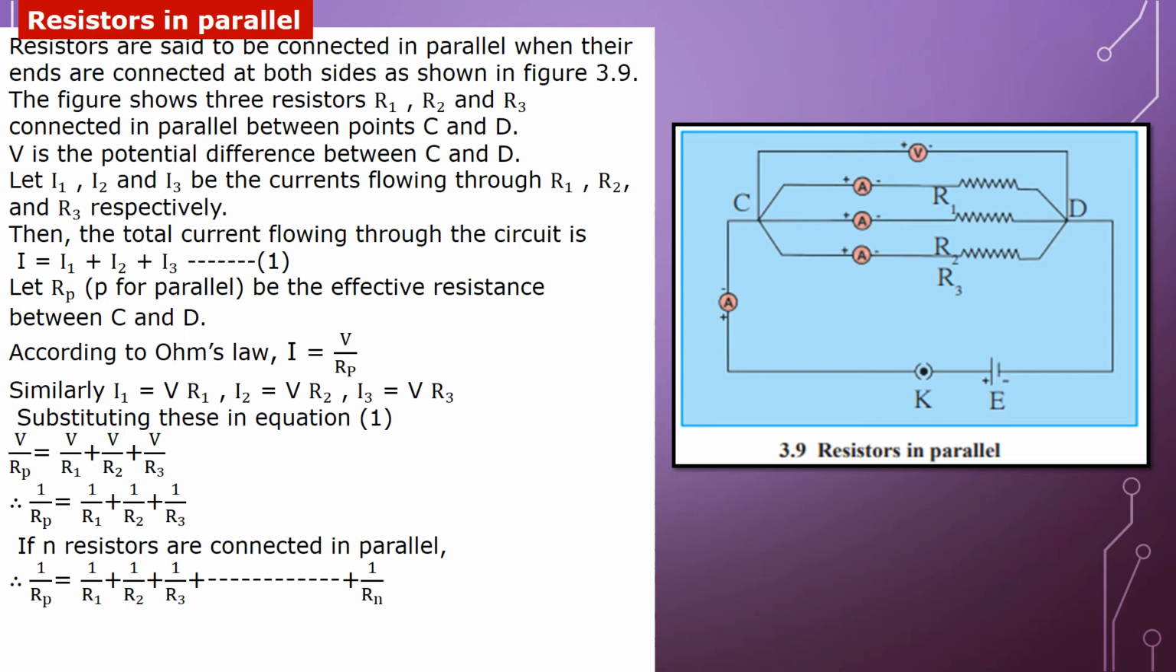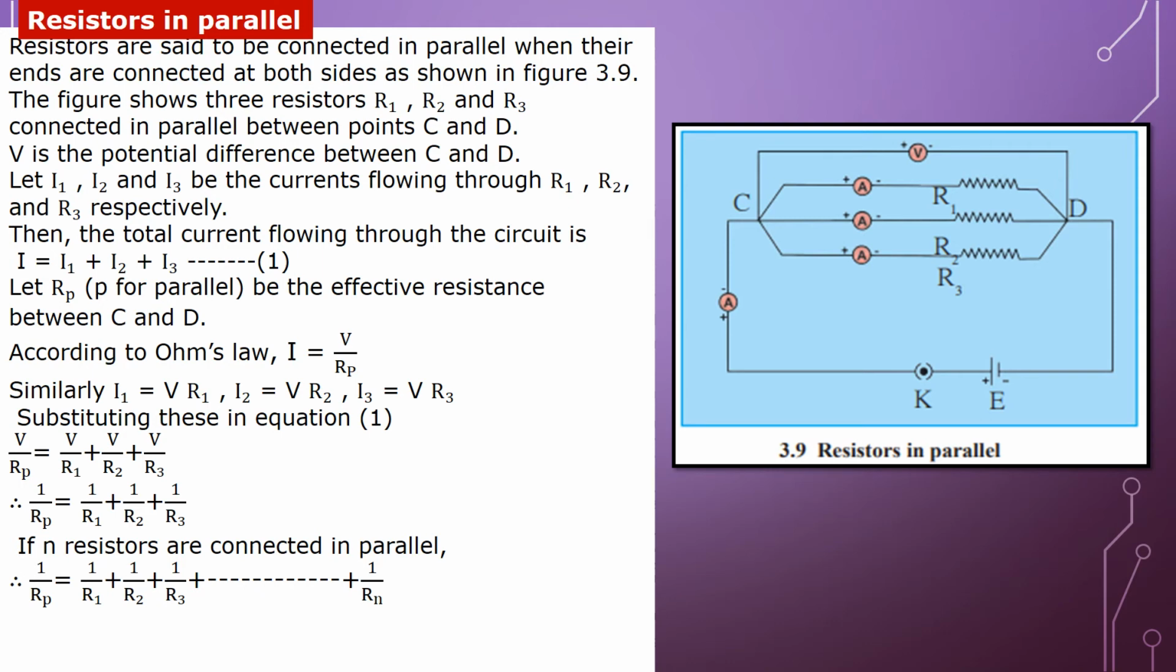So substituting these values in equation number 1, V upon Rp is equal to V upon R1 plus V upon R2 plus V upon R3. Now this V will become common on the right hand side. So 1 upon Rp is equal to 1 upon R1 plus 1 upon R2 plus 1 upon R3, because this V cancels from the right hand side as well as from the left hand side. And therefore we are getting the expression 1 upon Rp is equal to 1 upon R1 plus 1 upon R2 plus 1 upon R3.